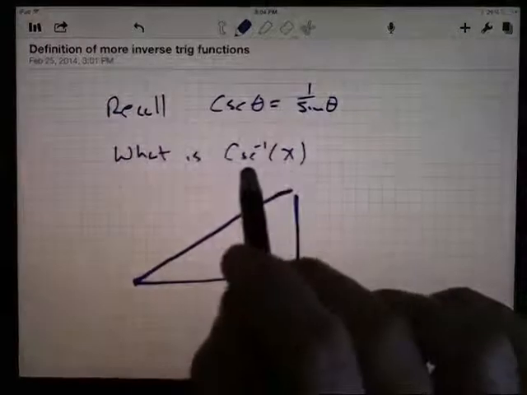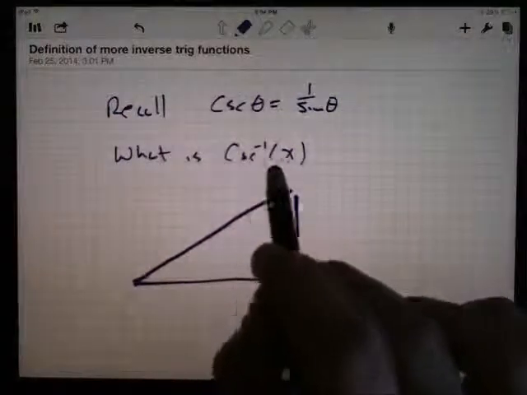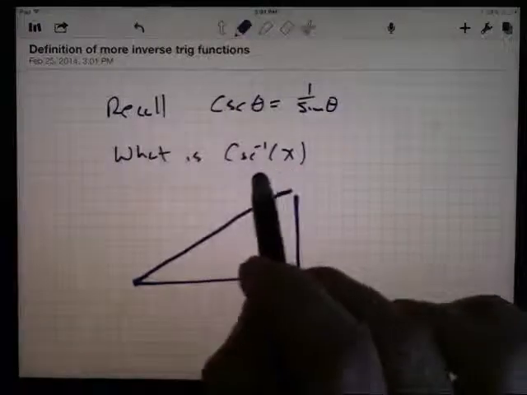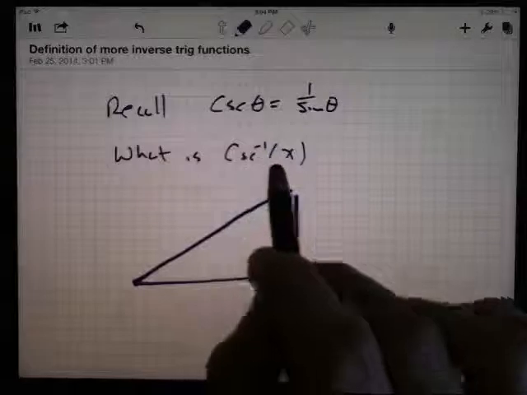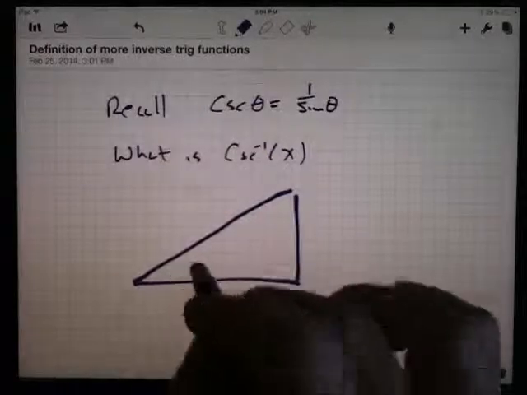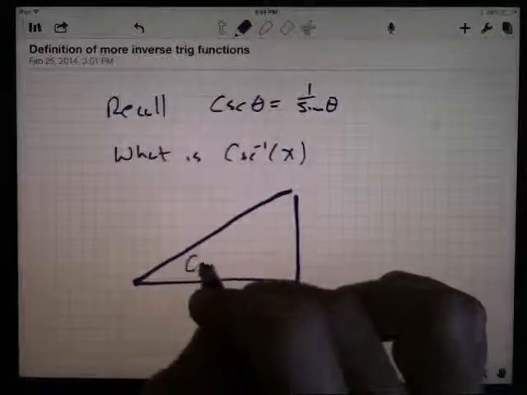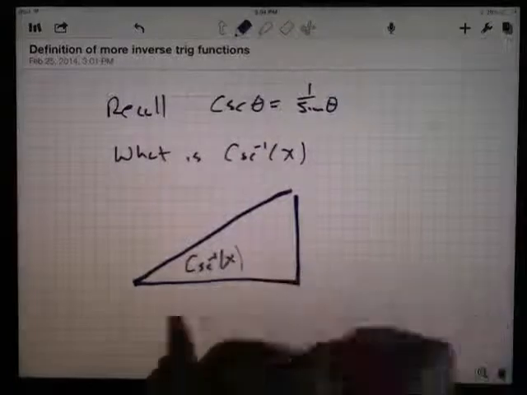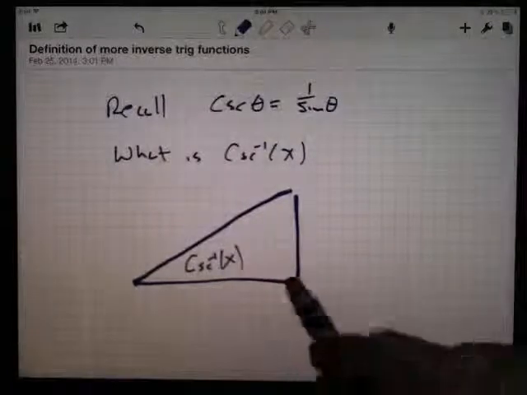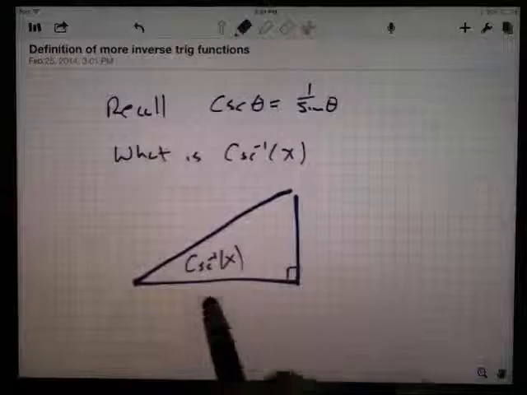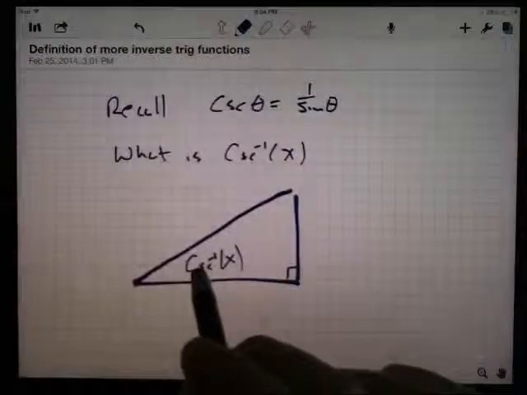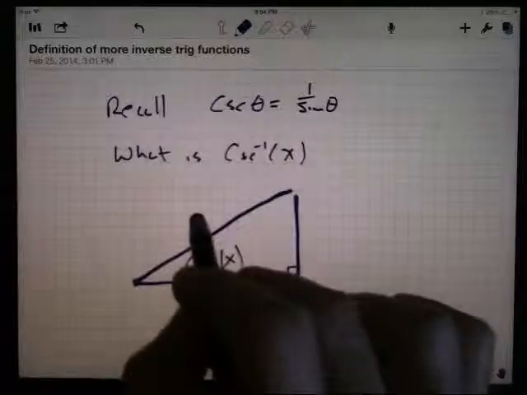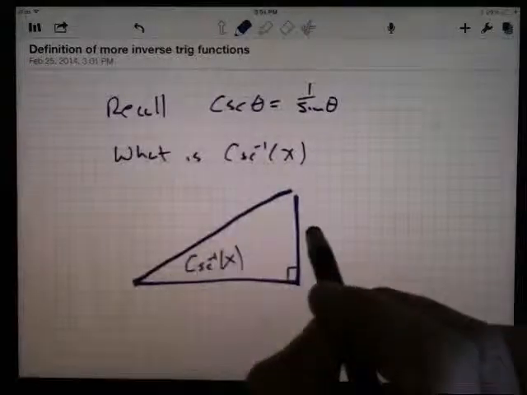When I say I've got the inverse cosecant of x, I've got the angle whose cosecant is x. I'm talking about an angle here. This angle right here is going to be the cosecant inverse of x. So I want to put some sides on this right triangle so that I guarantee that this angle has a cosecant equal to x. Well, the cosecant is the hypotenuse over the opposite side.